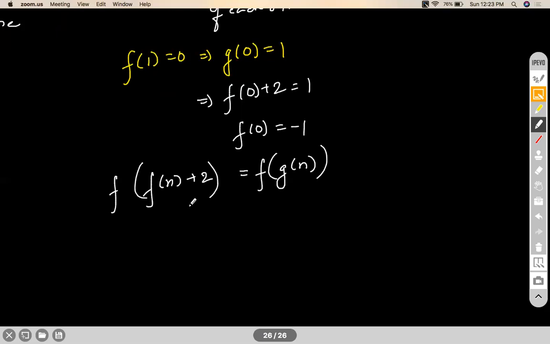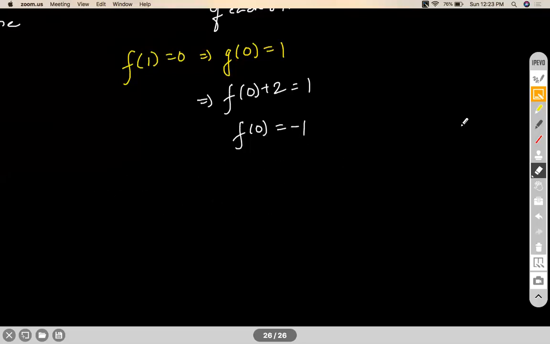Okay, so we have already seen that this result is already given to us, right? Yes, sir. Okay, so what I'm going to do is, let's not do this step. This step is of no use. Let's start with f of n plus 2 is equal to gn.